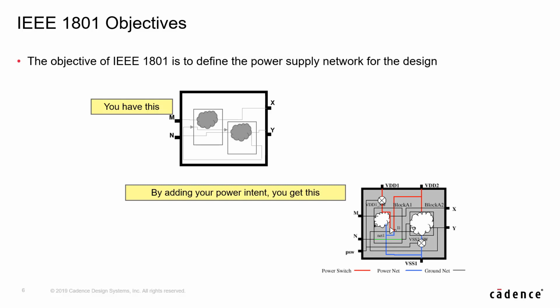What the power intent will do is that it will add on top of it, like a mask if you prefer, a number of objects related to low power. Here you can see VDD1, these are supply ports, you can see supply nets, you can see power switches, and so on and so forth.